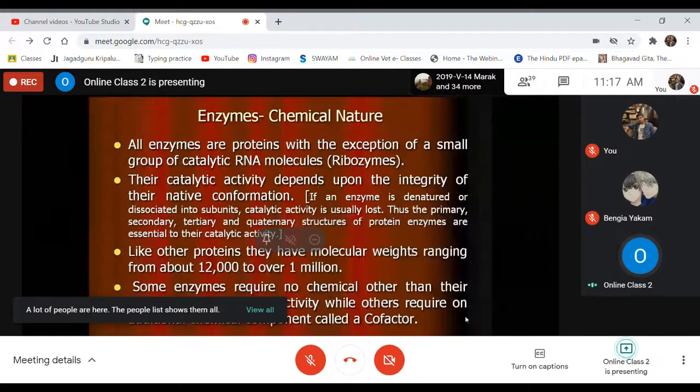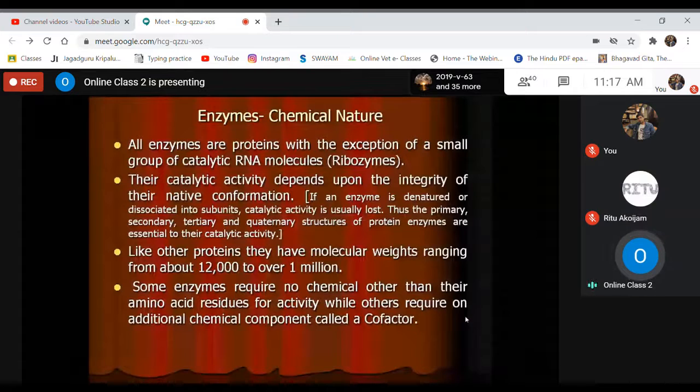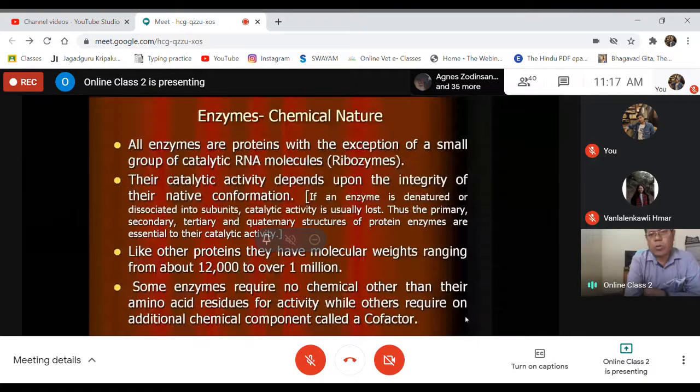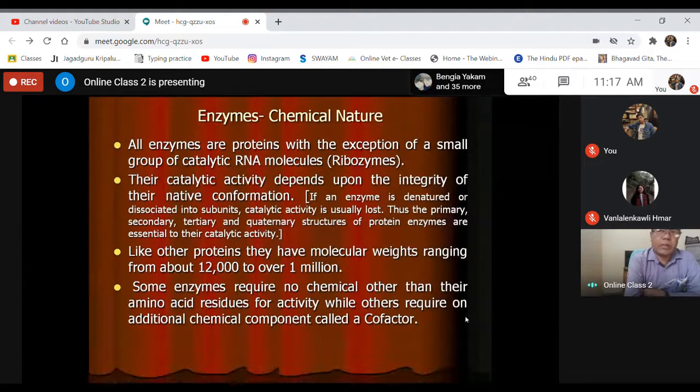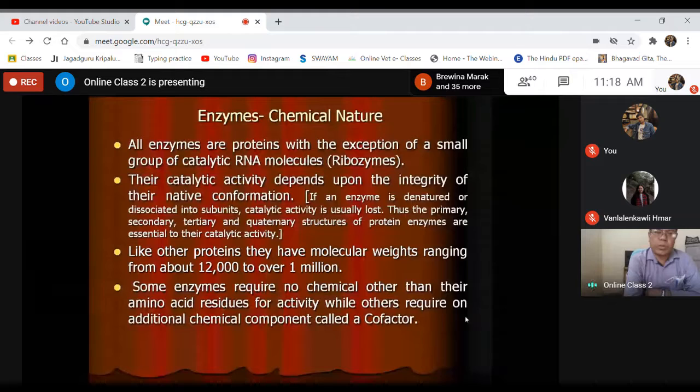acids. Proteins, we know, are made up of amino acids, whereas RNA is made up of ribonucleotides. So all these are organic in nature. All the enzymes are proteins with the exception of a small group of catalytic RNAs. Except for this small group of catalytic RNAs, the other enzymes are all proteins.